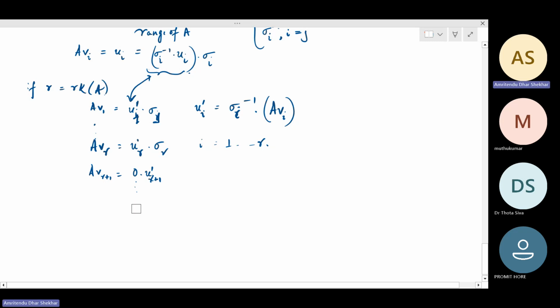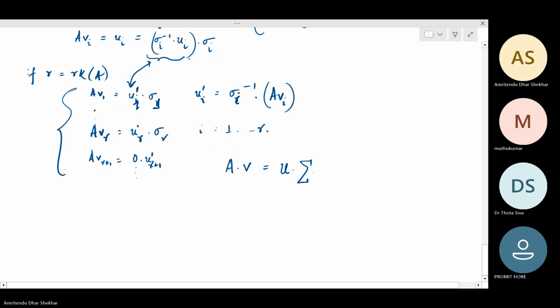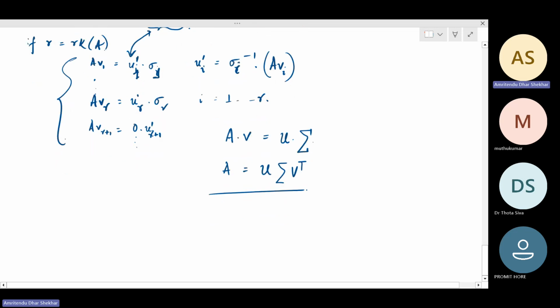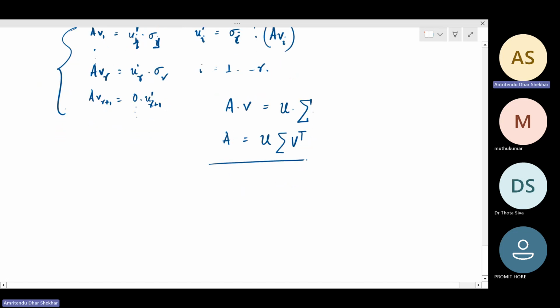Okay. So when you write this neatly as a matrix, what you get is as follows. You get A times V is equal to U times Sigma. And V is an orthogonal matrix, so you get A is equal to U Sigma V transpose. Okay, so this is the SVD.